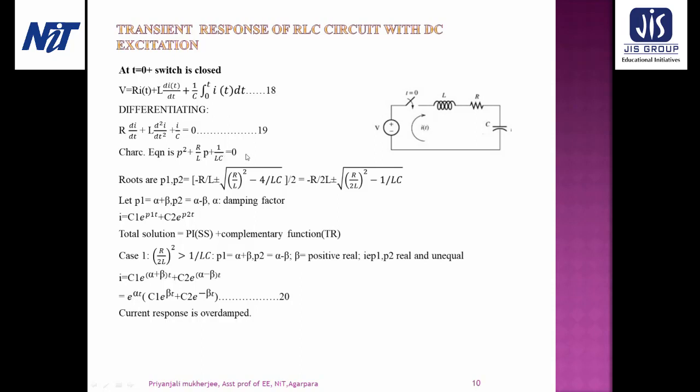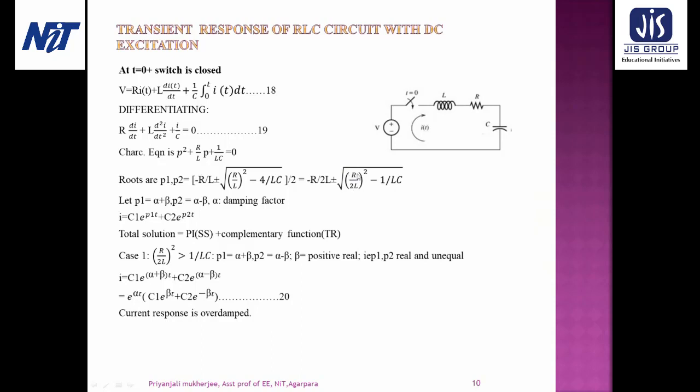If we consider this characteristic equation, then by using the formula for roots, minus b plus minus root over b square minus 4ac by 2a, the roots become minus R by 2L plus minus root over (R by 2L) square minus 1 by LC. Now, we consider that P1 is alpha plus beta and P2 is alpha minus beta, where alpha is the damping factor. The total current is the summation of the steady state and the transient, which gives C1 e to the power P1 T plus C2 e to the power P2 T. The steady state comes from the particular integral, and the transient response is obtained from the complementary function.